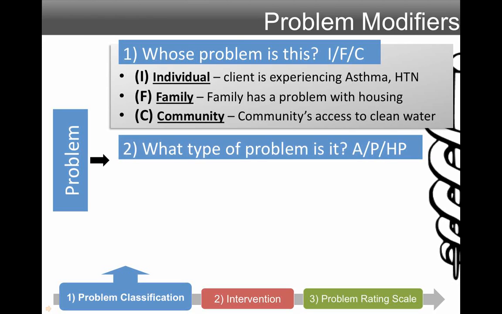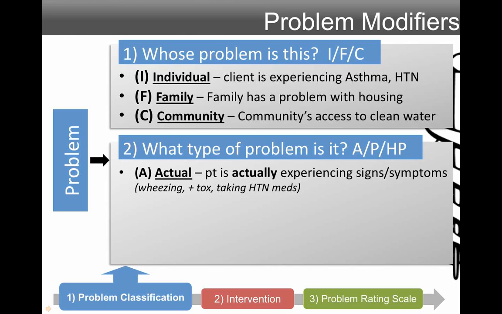And the second type of modifier deals with the type of problem. Is it an actual, potential, or health promotion problem? You'll see this abbreviated as APHP. An actual problem is where a client is currently experiencing signs and symptoms of a problem, either through assessment or referral. Like if a patient is currently wheezing, or your referral states that the client has a positive toxicity, or the client is currently on medication for hypertension. They're currently and actually experiencing those problems.